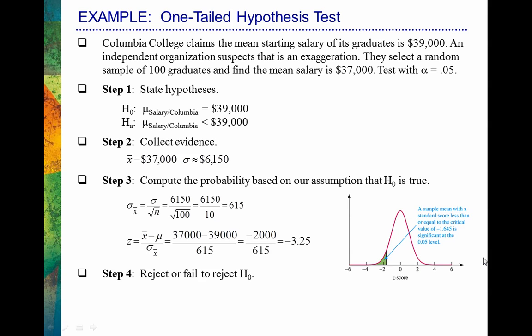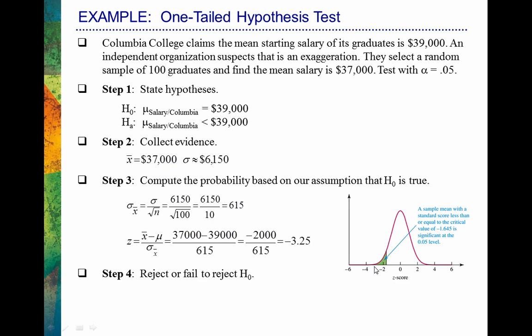All right. So now we want to figure out where is negative 3.25, because that shows us exactly where $37,000 is in this distribution, because negative 3.25 is just another way of expressing $37,000 as a mean. Well, here's a z-score of 0. Here's where our critical region starts at negative 1.645. Negative 3 is clearly way over here. It's in this critical region. It's in this rejection zone.